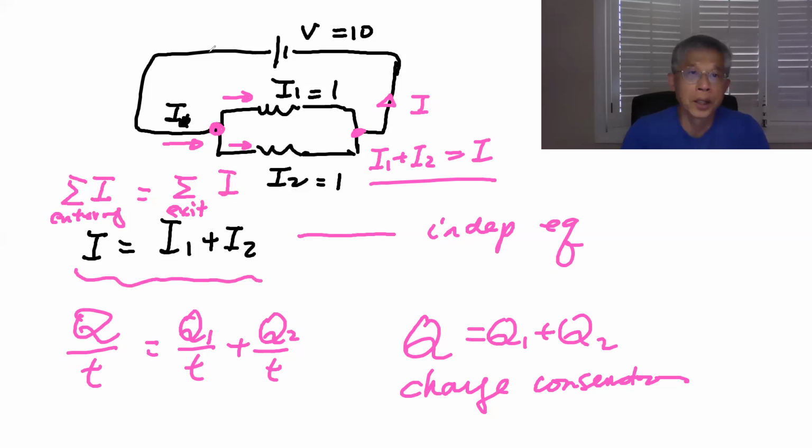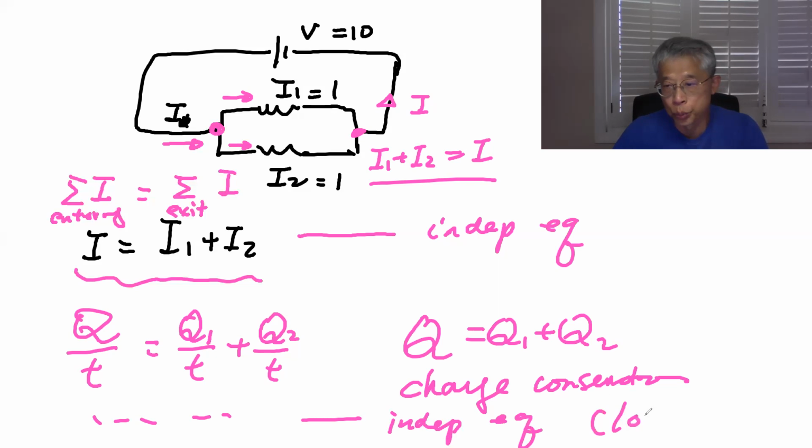And you can also apply the loop rule here, and then you'll come up with another equation. That will be another independent equation, and this is from the loop rule. Then you can use these two equations to solve the problem. All right. So we're not going to do that in this lecture. We're going to do that later. So that's just a quick explanation of the Kirchhoff loop rule, also called the voltage rule.